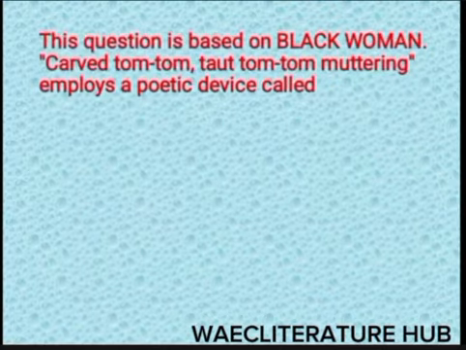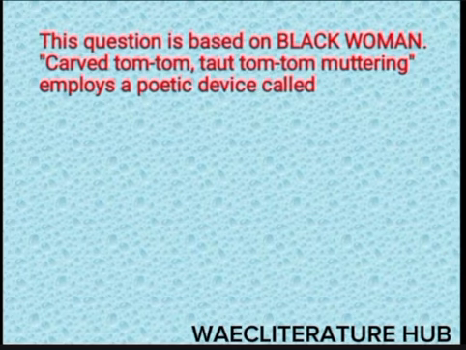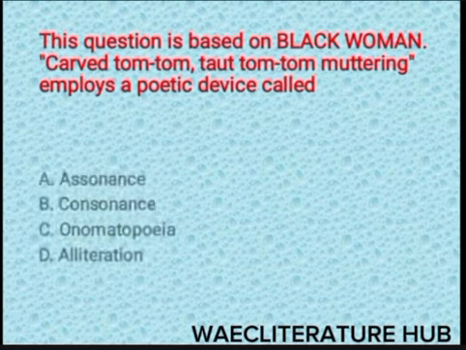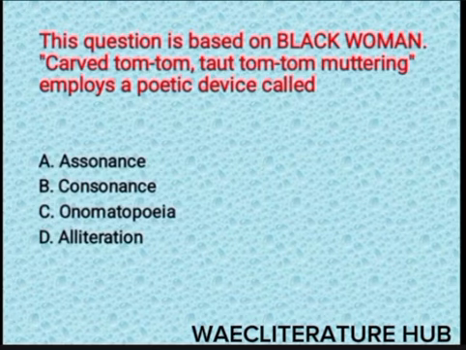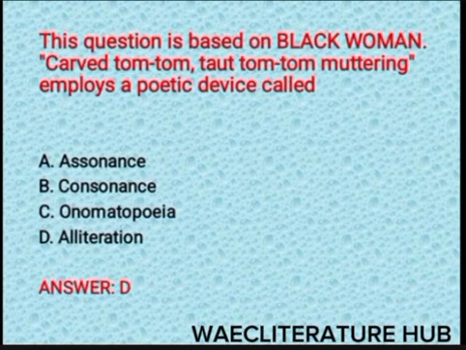This question is based on Black Woman. "Curved top tone, tall tom tom." The poet employs a poetic device called assonance, consonance, onomatopoeia, alliteration. And our answer is alliteration. What is alliterating there is the initial consonant: tom tom, tall tom tom, curved tom tom.